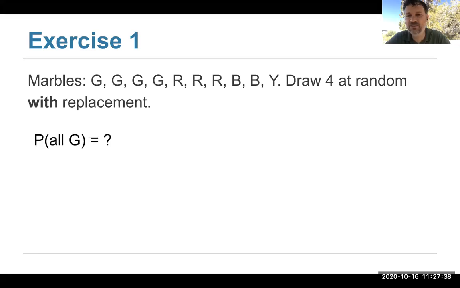Yeah, use the multiplication rule because this is the probability of the first one is green times the probability of the second one is green times the probability of the third one is green, the probability of the fourth one is green. Whether the first one was green has no effect on the chances that the second one will be green. All right. So the probability the first one was green was 4/10, and I multiply 4/10 times 4/10 times 4/10 times 4/10. Now let's do the probability that none of them are green.